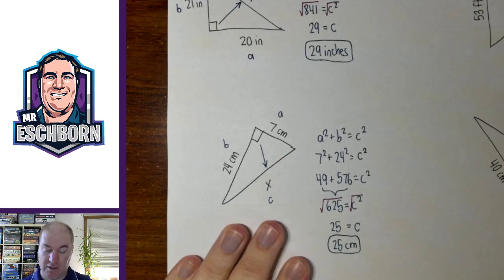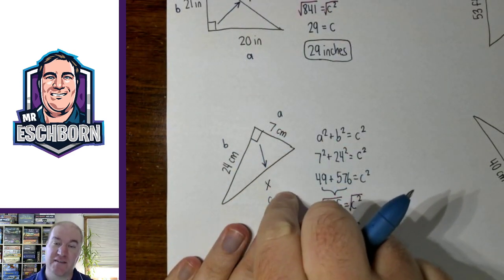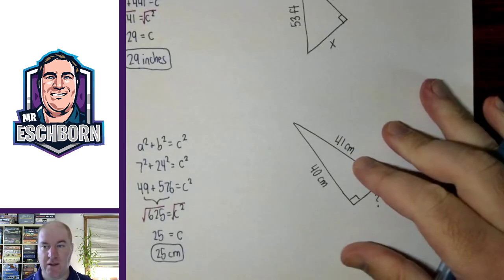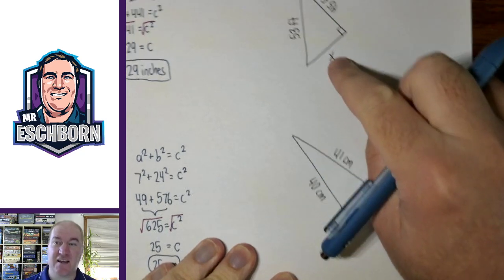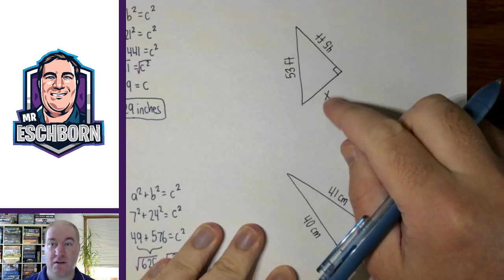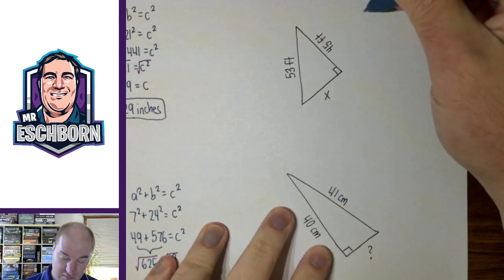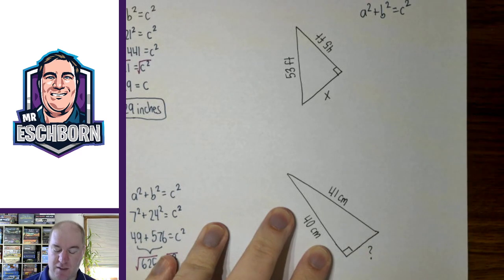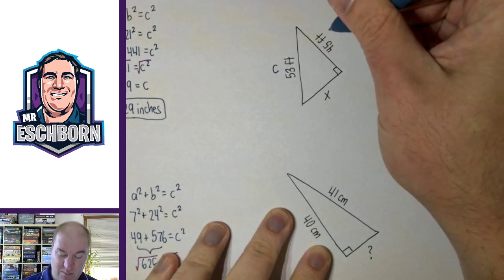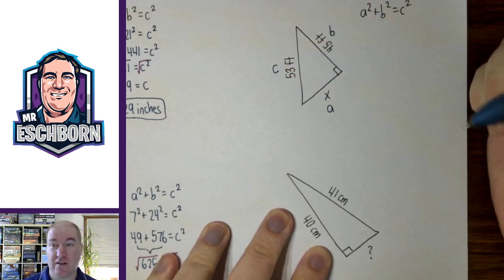All right. So in these two examples, both of the triangles were missing the longest side, the hypotenuse, c. In this example, you'll notice that the missing side is not the hypotenuse, it's one of the shorter two sides, one of the legs. So we're still going to set it up the same way: a squared plus b squared equals c squared. I'm going to label this c because it's the longest side. I'm going to label this b, and I'm going to label this a. So in this problem, we're missing one of the legs.